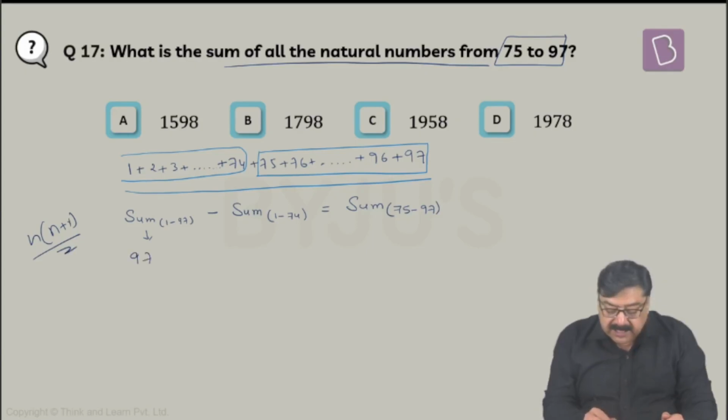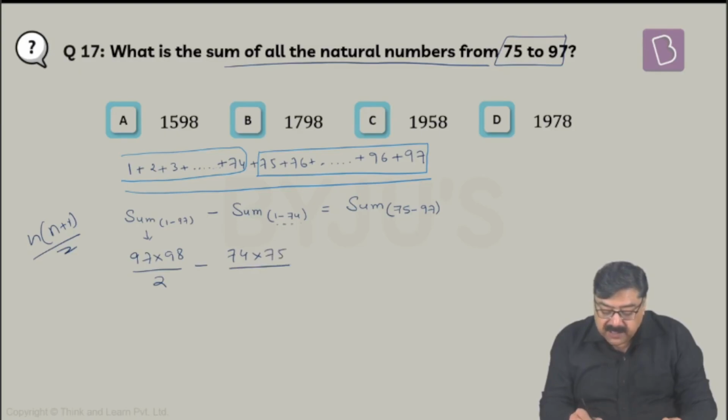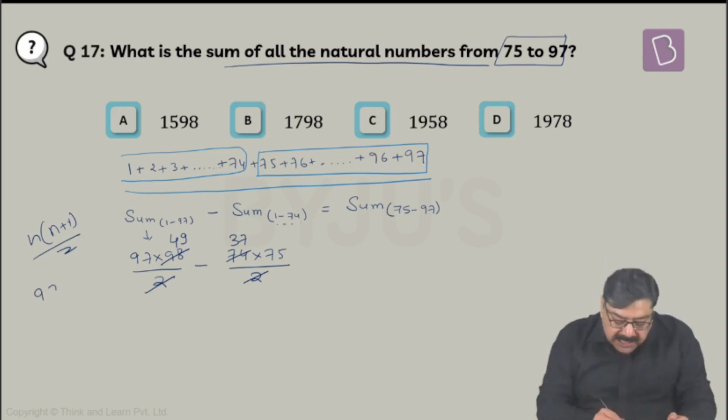This will become 97 into 98 by 2 minus the sum of numbers from 1 to 74. So this shall become 74 into 75 by 2. Now here we can cancel 98 by 2, so we have 49 in the numerator, and similarly 2 and 74 get cancelled, and we have 37 in the numerator. So let us do the calculation part.